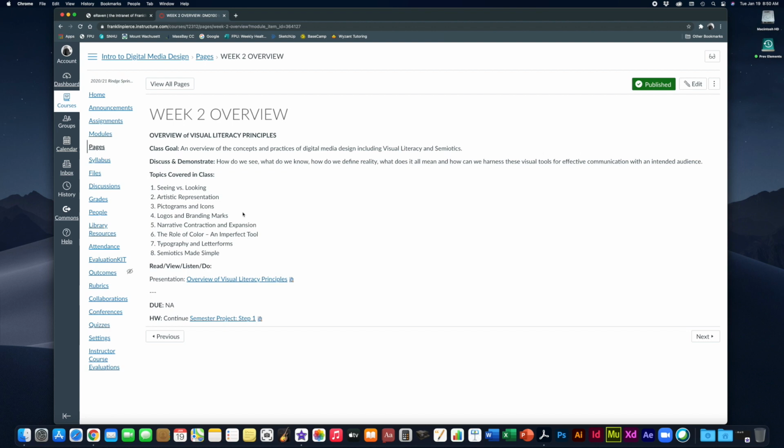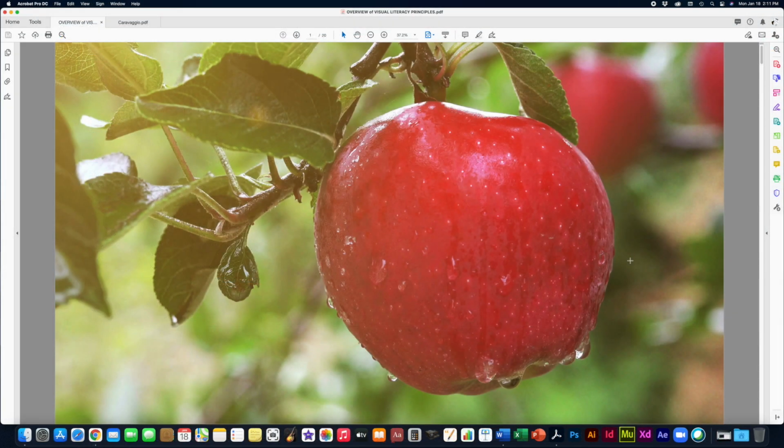So let's take a look at the 8 principles of visual literacy we're going to cover, and we'll go through each one rather quickly just to give you a broad overview. Normally when I give this presentation in class, it's a little more interactive, of course, but we don't really get to do that here because we're working asynchronously. So I'm just going to talk you through this.